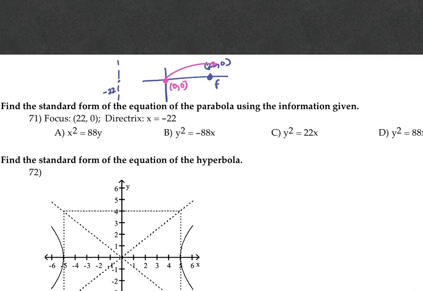And I know it's going to face to the right, which means it's a y squared and a positive 4p. So it's y squared equals 4 times p. P is the distance from the 0, 0 to the directrix or the focus, and that's 22. So it'd be 4 times 22 and then x. So y squared equals 88x.